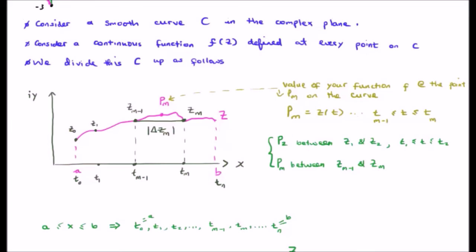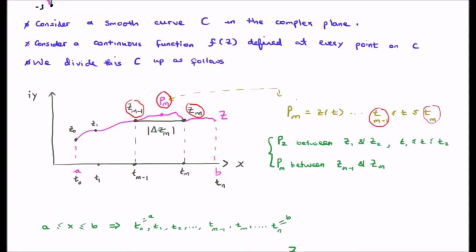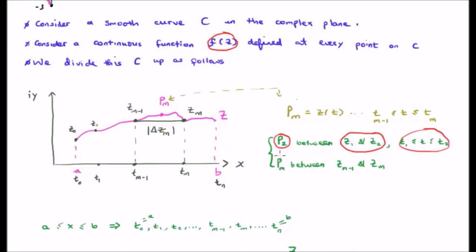Now, if we want to calculate the value of our function at a particular point, we'd have to calculate f of p sub m. That's the value of our function at the point p sub m. Of course, we are able to parameterize our function using t if we like. Now, let's place our p sub m between z sub m minus 1 and z sub m, which is equivalent to placing it between t sub m minus 1 and t sub m. This means that p sub m, where the function f of z is defined, is between the point z sub m minus 1 on the curve and z sub m.